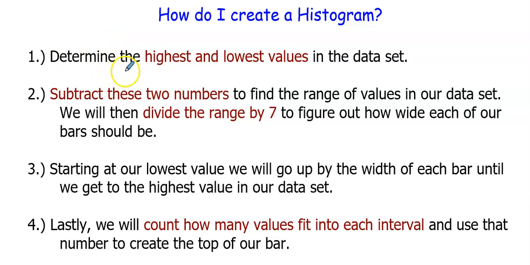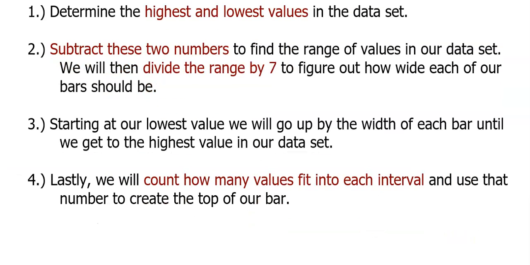So, first off, determine the highest and lowest values. Subtract these two numbers to find the range of the values. Okay? And then you're going to divide by 7 to figure out how wide your bar should be. Then start at the lowest value and go up the width of that bar until you get to the highest value. And lastly, we'll count how many values fit into each interval and use that number to create the top of the bar.